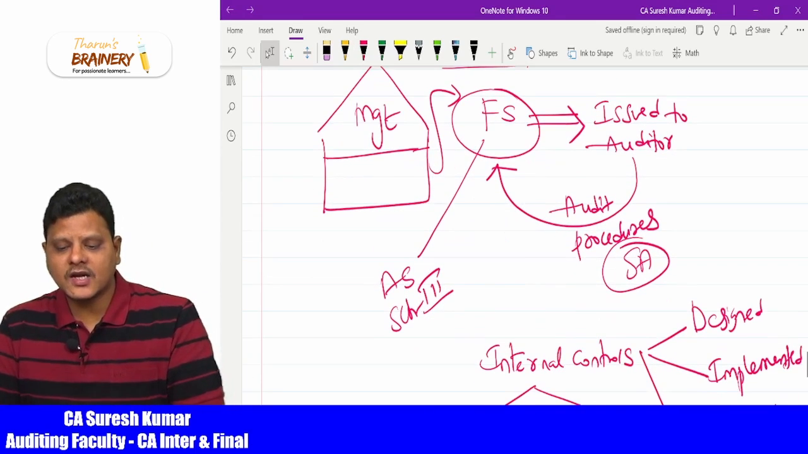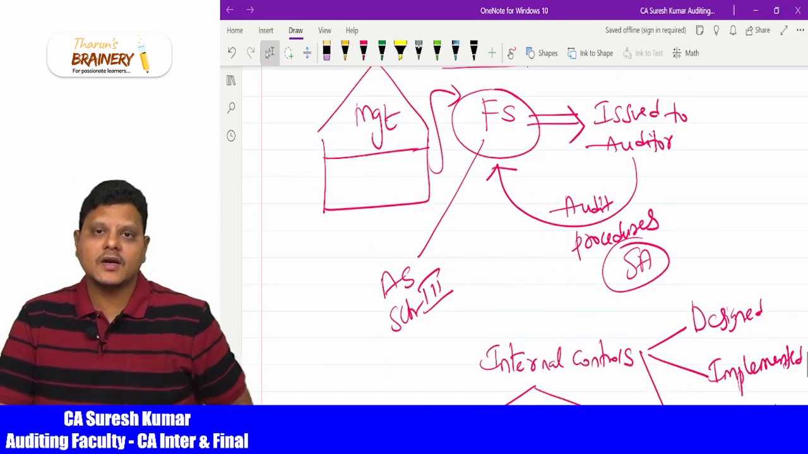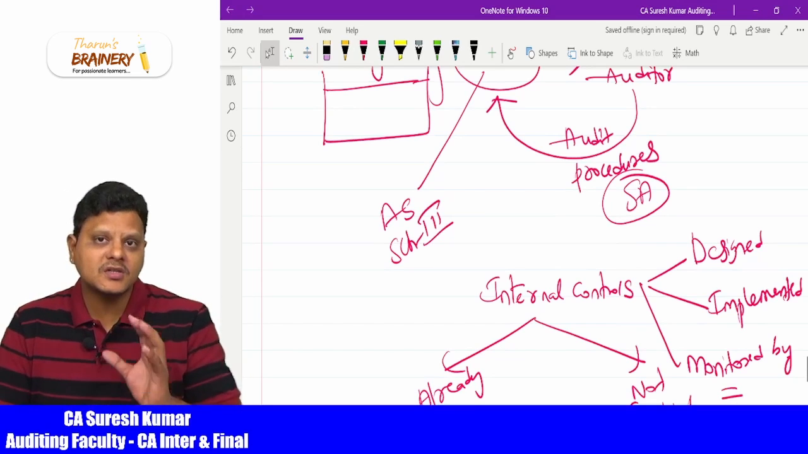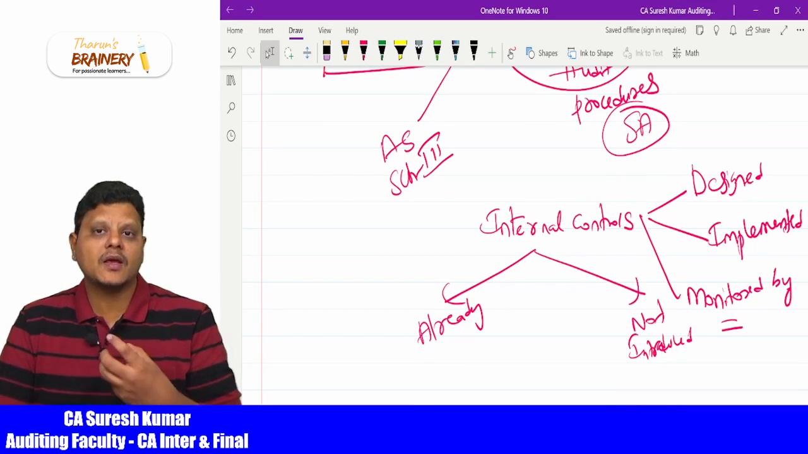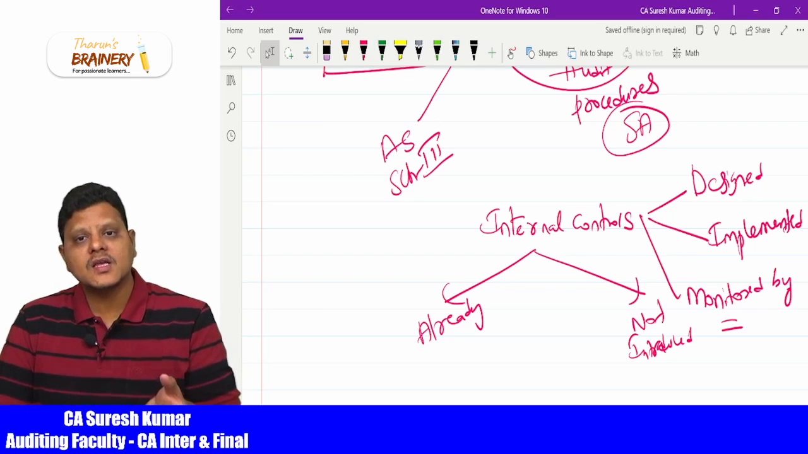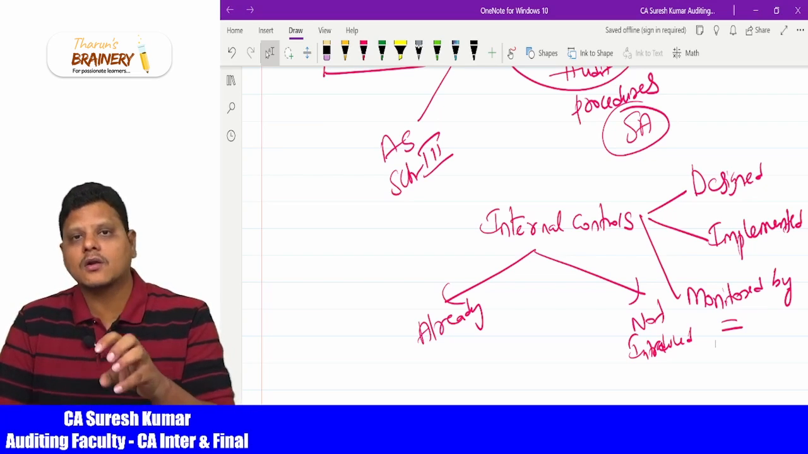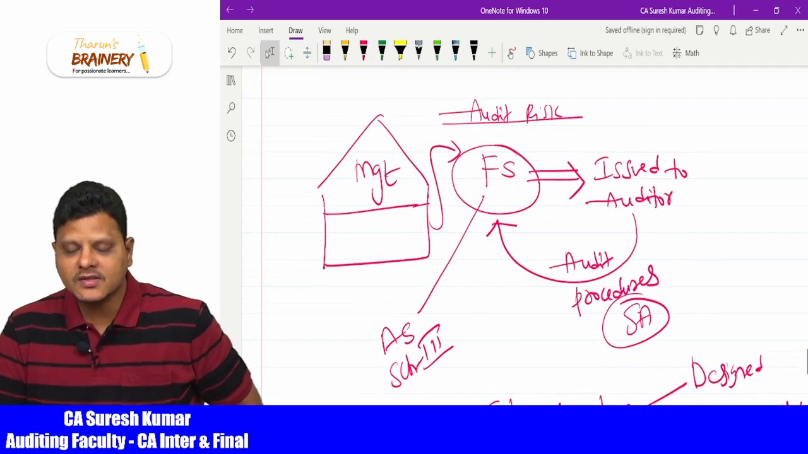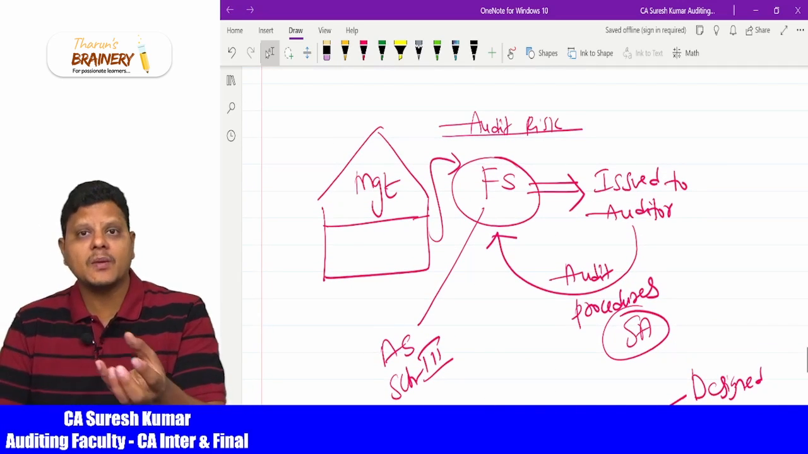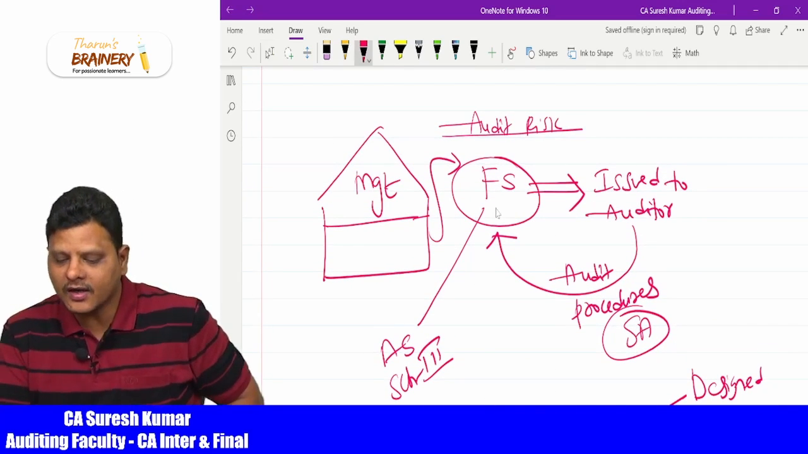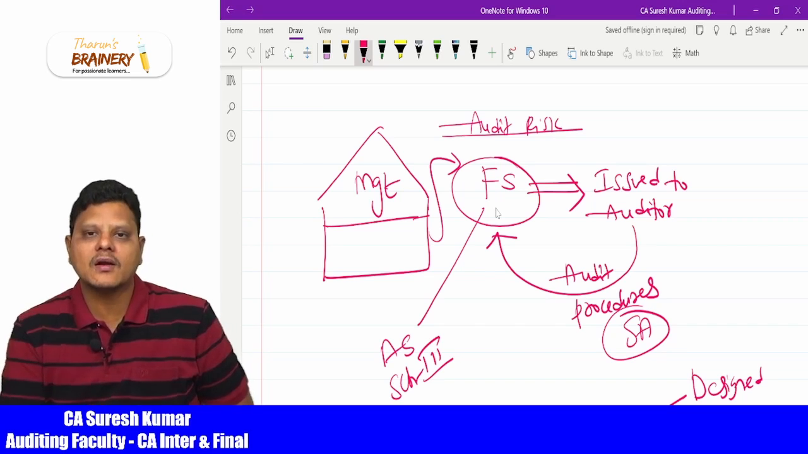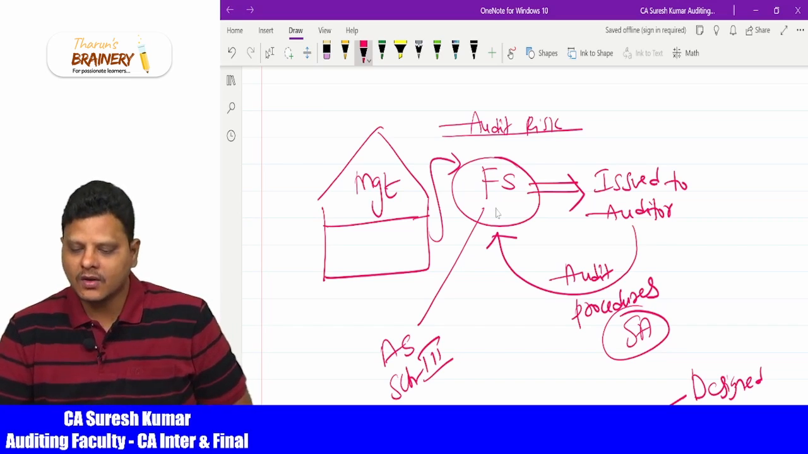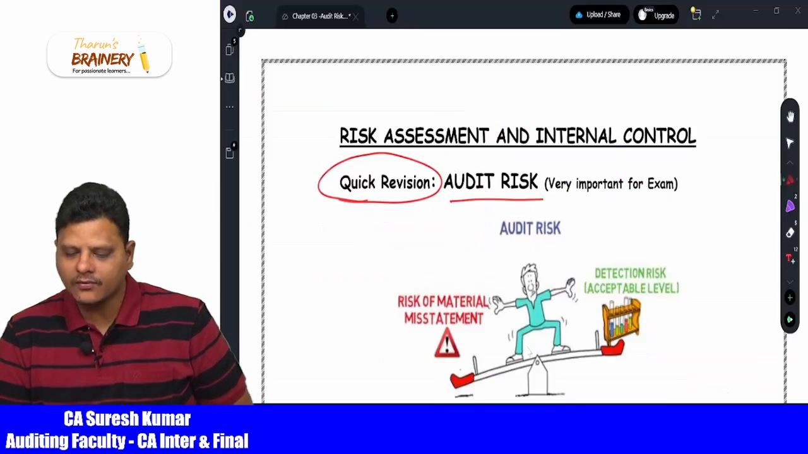Now in these financial statements, there is always a possibility that they may be misstated because of lack of controls. Financial statements may be misstated because even though controls are installed, they are not effectively working. At the same time, the financial statements may have a misstatement which the auditor has failed to identify. The entire concept of audit risk will be run through the following example. Now let us go for the main concept of audit risk.